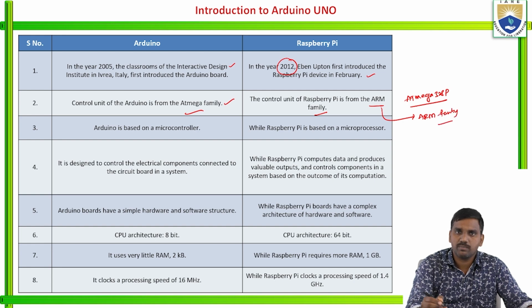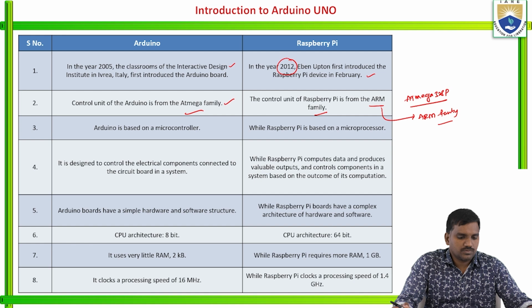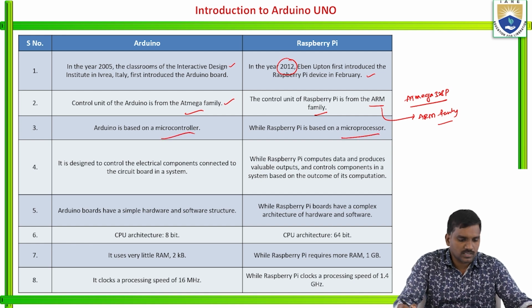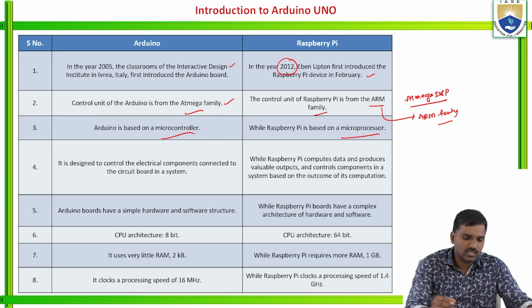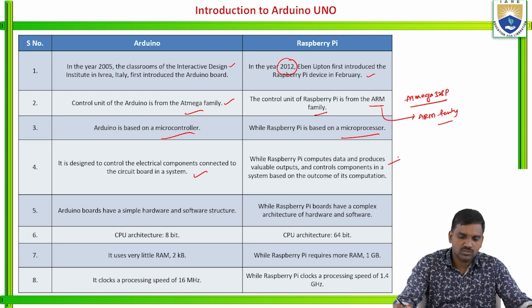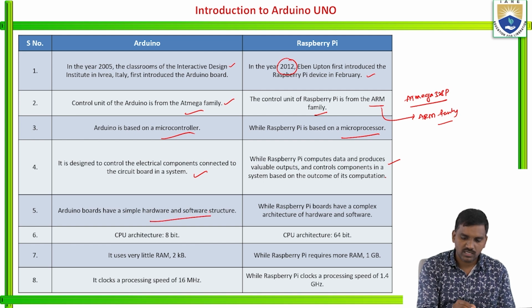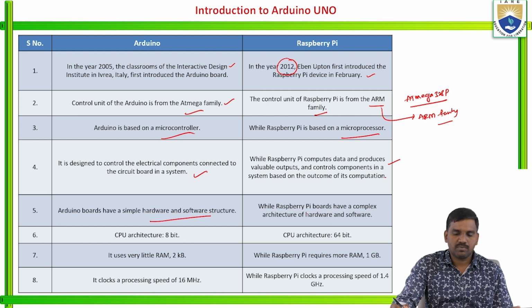Both are controllers, but the families are different. Arduino is based on a microcontroller, while Raspberry Pi is a microprocessor. It is designed to control the electrical components connected to the circuit in a system. It computes data and produces valuable outputs, and controls components in a system based on the outcome of its computation. Arduino boards have simple hardware and software structure, while Raspberry Pi boards have complex hardware and software architecture.